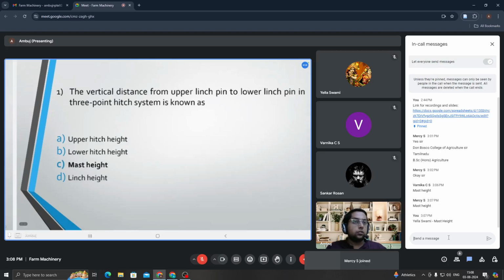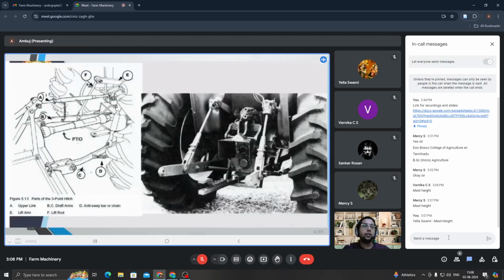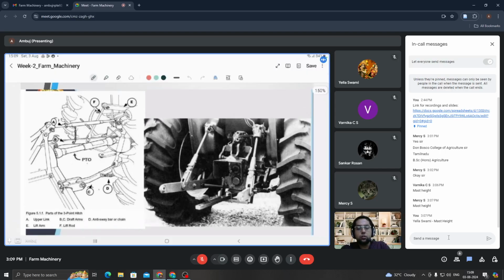Whosoever have answered, they have answered it correctly. The vertical distance from the upper linchpin to lower linchpin in a 3-point hitch system is known as mast height. See here, this is the tractor hitch system. Just try to look at the figure on the left hand side. All the parts of a 3-point hitch hydraulic system are shown in the figure on the left side. I'll point out whichever part I am talking about.